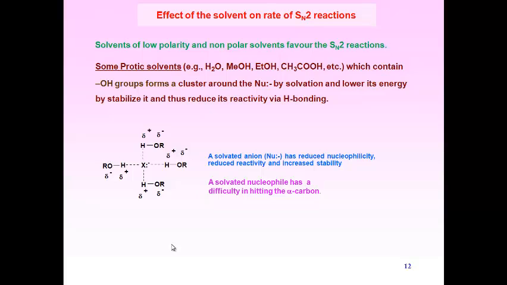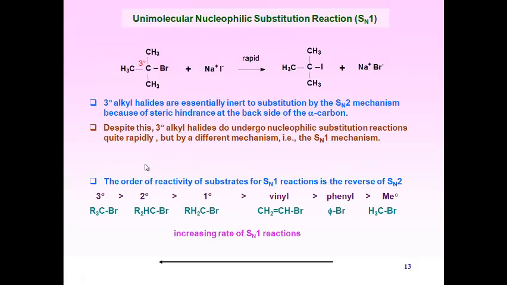Next, we see the effect of solvent on the rate of SN2 reactions. Solvents of low polarity and non-polar solvents favor SN2 reactions. Some protic solvents, for example water, methanol, ethanol, acetic acid, etc., which contain hydroxyl groups, form a cluster around the nucleophile by solvation, lower its energy by stabilizing it and thus reduce its reactivity via hydrogen bonding. A solvated nucleophile has difficulty in hitting the alpha carbon. Up to this point, we discussed the bimolecular nucleophilic substitution reaction.